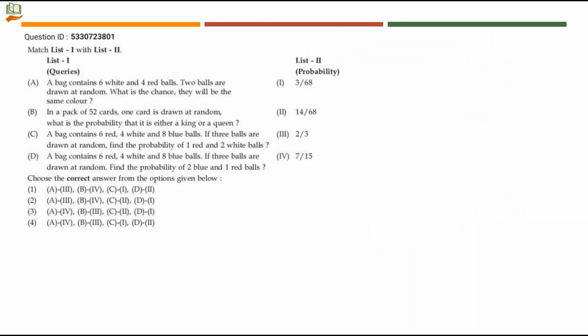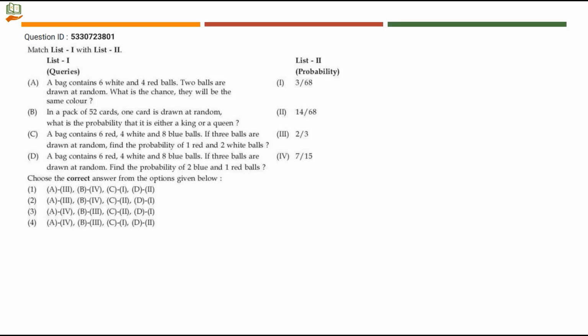Next question, match list 1 with list 2. There are some queries in list 1 and the probabilities of those queries are given in list 2. So let's take the first one. A bag contains 6 white and 4 red balls. 2 balls are drawn at random.